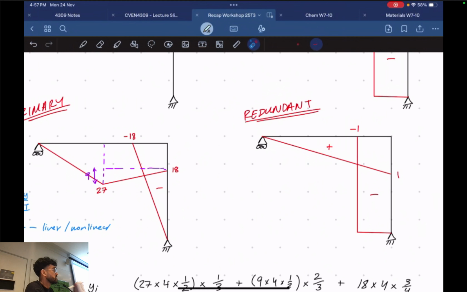Yeah, it's a bit tricky, especially when parabolas get introduced. If it's a triangular load, you just can't use this. You have to integrate it.